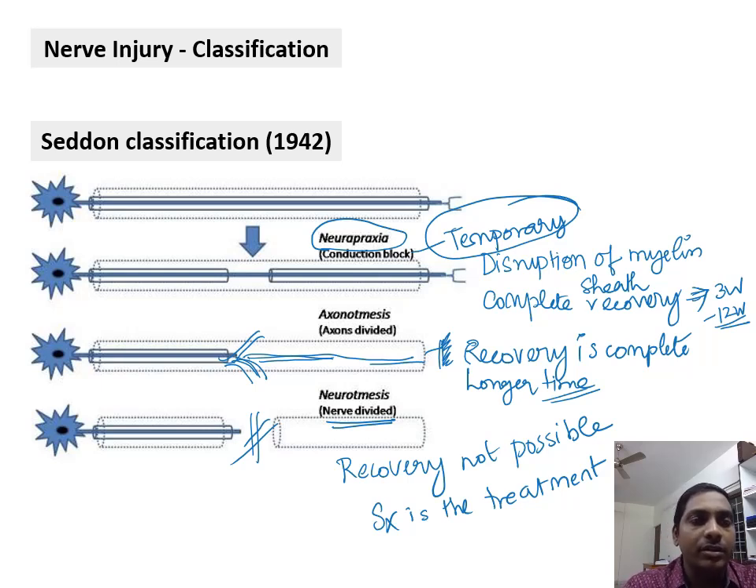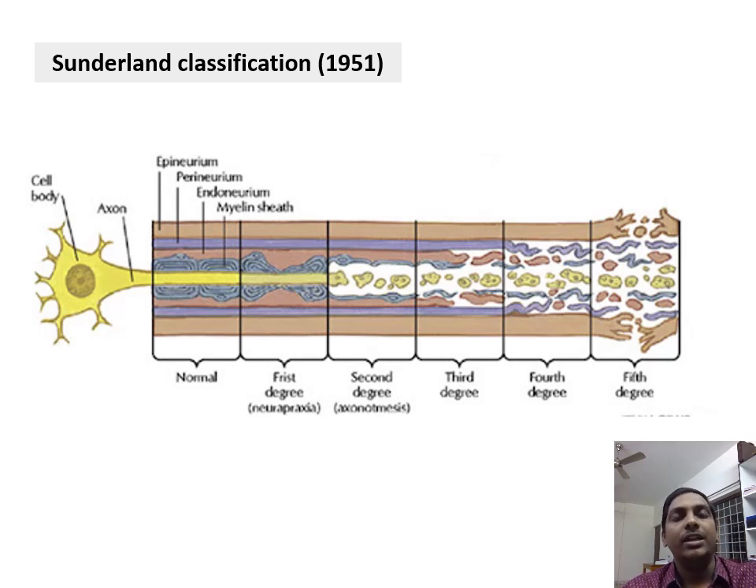So number one is Seddon's classification, and there is another interesting classification, which helps in the treatment decision, given by Sunderland in 1951. We know the layers of the nerve sheath. This is the axon. The immediate covering is the myelin sheath. The axon with myelin sheath is covered by the endoneurium, which in turn is covered by the perineurium, and finally the epineurium.